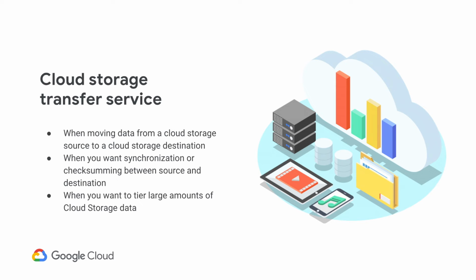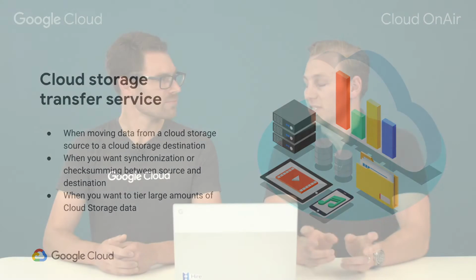It's really good to use this product when you want to synchronize your data from source to your Google Cloud Storage bucket. You expect things to change. You want to make sure the source and the destination match. It also automates the deletion of source data once you move it, or vice versa, right? Oh, that's so great. It essentially has checksumming between the source and the destination of your data.